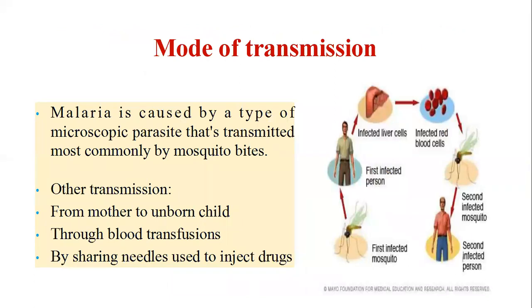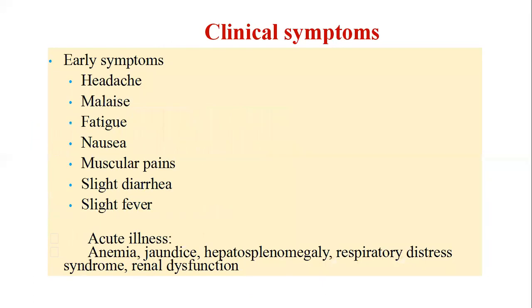Now I'm going to discuss the mode of transmission. Malaria is spread mainly by the mosquito bite. Other transmission methods also exist: from mother to unborn child, through blood transfusion, and by sharing needles, mostly used for injecting drugs. So these are the modes of transmission of malaria or the Plasmodium parasite.